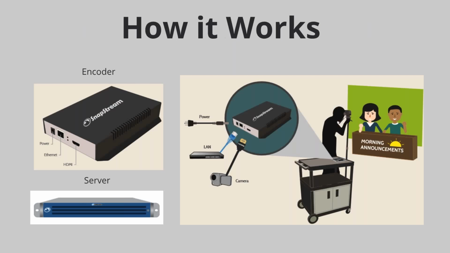So talking about how it works a little bit further, I mentioned the server and the encoder. It's a combination of hardware and software, and the camera feed gets ingested into that small set-top box-like encoder, which either resides in a stationary location or can be transported on a cart around the campus. And then the server is the brains of the system, which handles the distribution and the storage of that content.